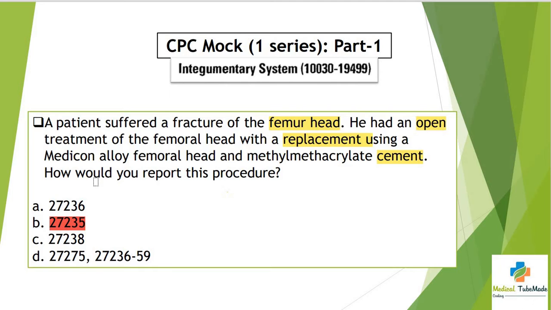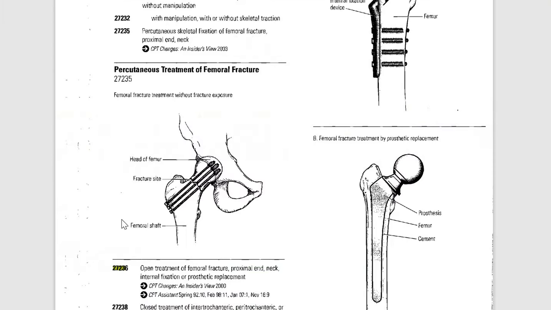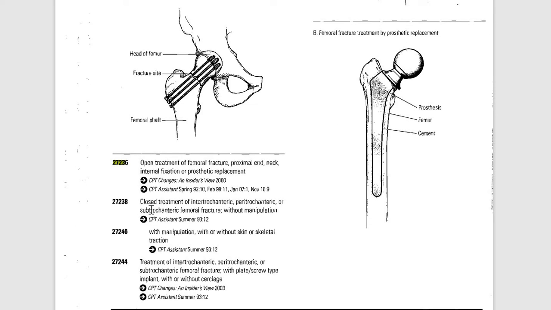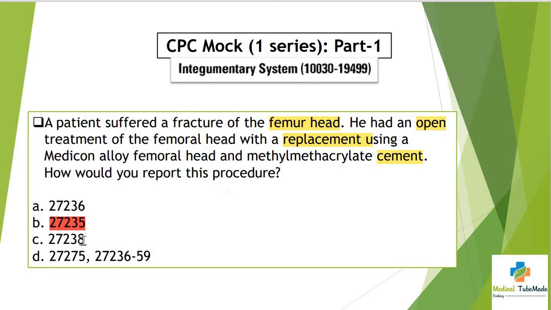So this is eliminated. Also 27238. So this is closed treatment. In our question there is an open treatment, so this is closed treatment, and here they have mentioned without manipulation, but internal fixation and all done. So this we can also eliminate. So we have two options. In that, 27236 is common.